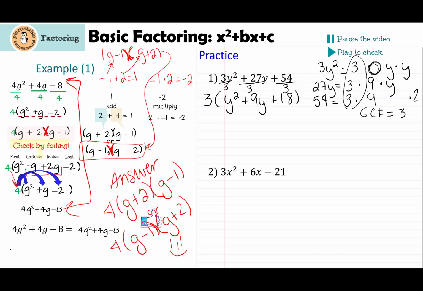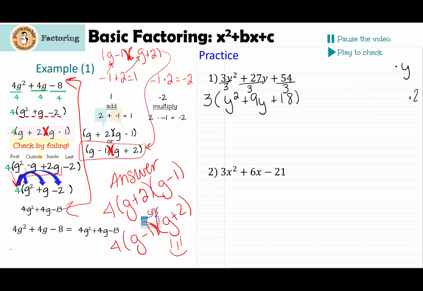Awesome. Now allow me to erase some of this over here, because we're going to need a little more room. We're going to multiply to 18, and we need to add to 9. Okay, here's my 18, and here's my 9. I know that 6 times 3 is 18, and let's see when we add them. 6 plus 3 is 9. Wow, how much more perfect can we get it?